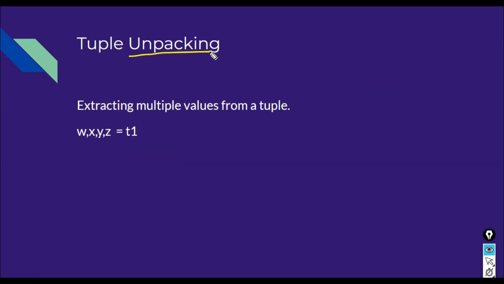Now we will see tuple unpacking. We already have the box, and in this box we have three books B1, B2, B3. If I unbox this box, then what will I get? I will get three books B1, B2 and B3. In a similar way, if we do tuple unpacking, we will get those multiple values. So what is tuple unpacking? Extracting multiple values from a tuple.